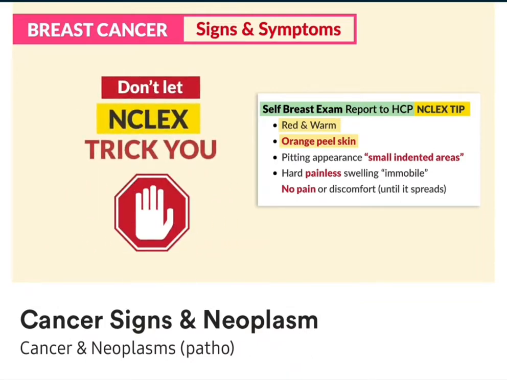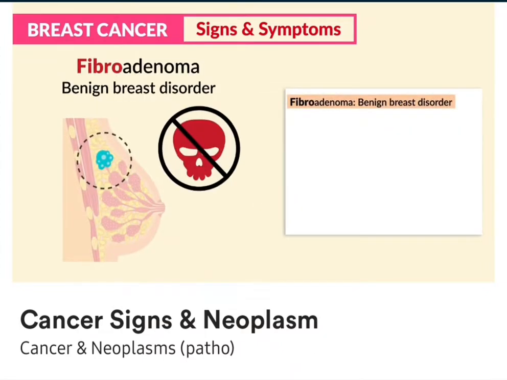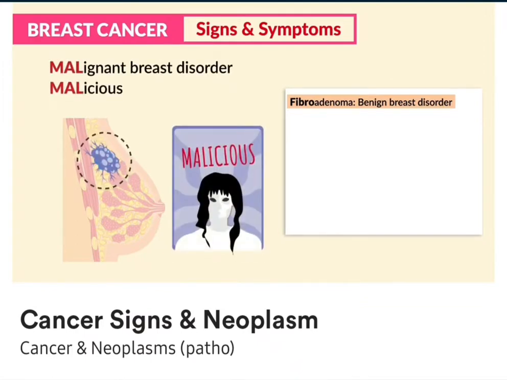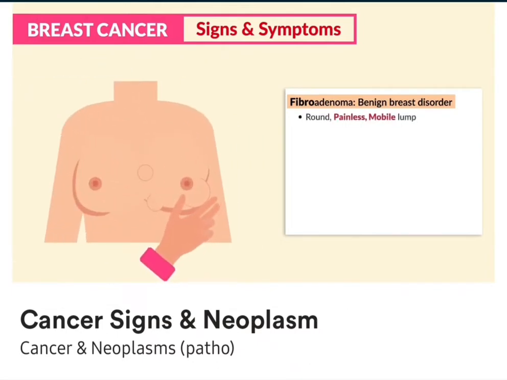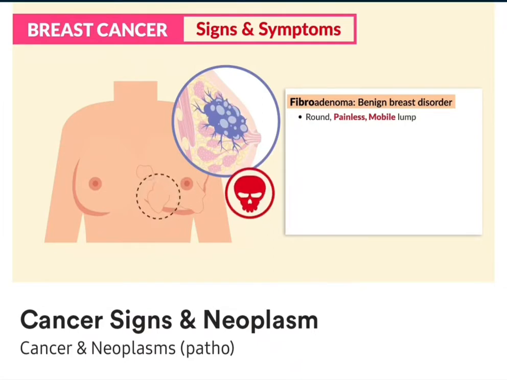Now the NCLEX will try and trick you with two other conditions here, like fibroadenoma, a benign breast disorder which is non-deadly. So just think benign is like be nice. It's a nice one to have. And malignant is the bad one. So just think MAL for malicious, the bad form of cancer. So fibroadenoma, we have round, painless, mobile lumps. Typically, most benign cancer will present as round, and the malignant, deadly ones are usually oddly shaped.